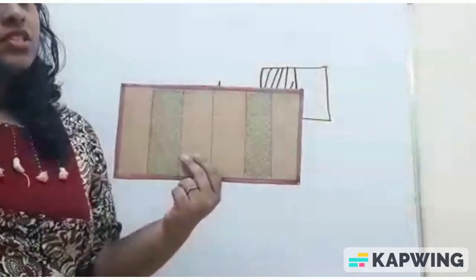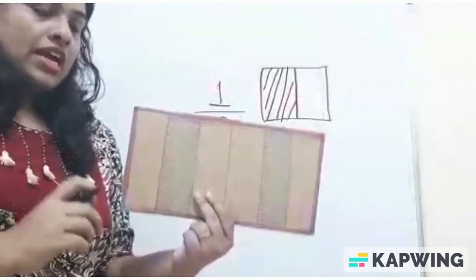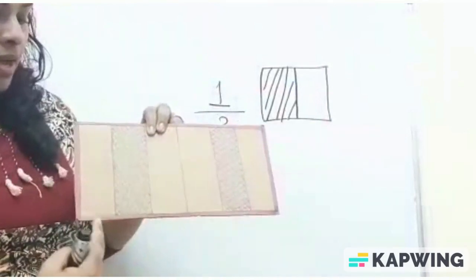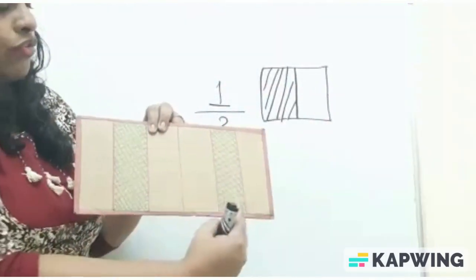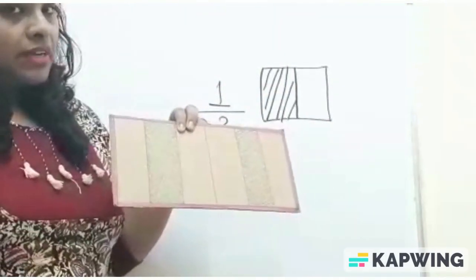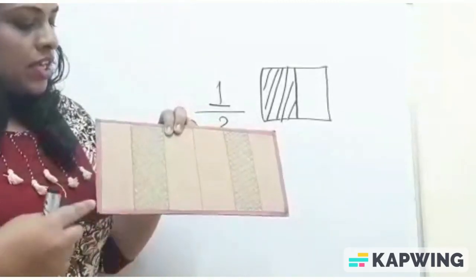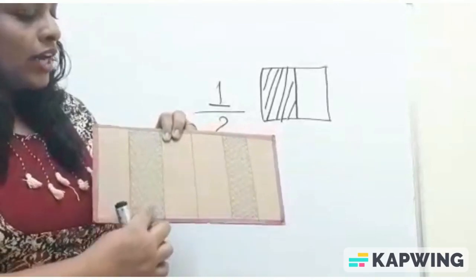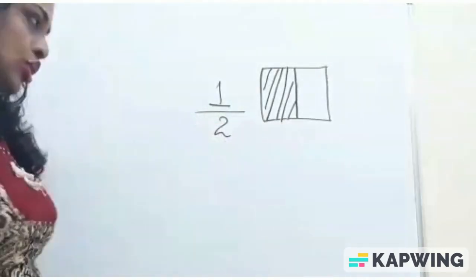For more interesting, let me take another example. What is the shape of this cardboard? It is a rectangle. I have tried to divide it into different parts. How many parts? 1, 2, 3, 4, 5, 6. Yes, my students, I have divided it into 6 parts. You can also find I have shaded a few parts. 1, 2. How many? 2.